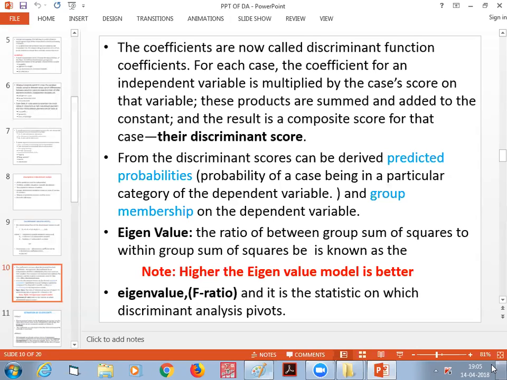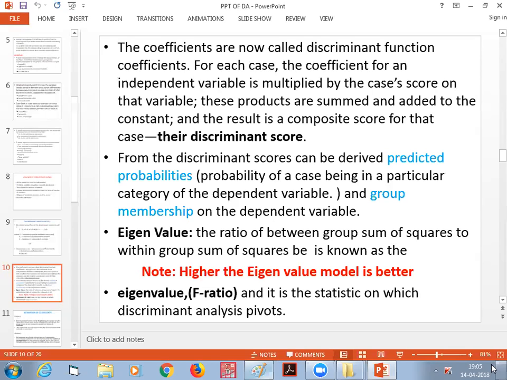Then the third important point here is the eigenvalue. That is a mathematical term. So let us not worry too much about that one, but just give an explanation. What is the meaning of the eigenvalue? How to calculate that? To calculate the eigenvalue, you must remember the ANOVA table of the regression model.